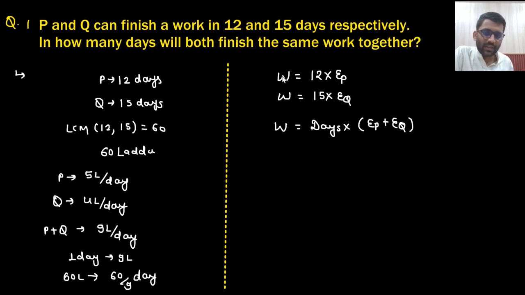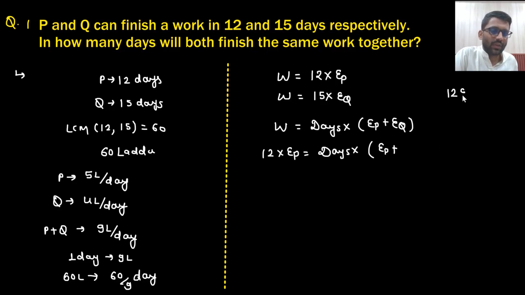What I do is that work is equal to 12 into efficiency of P. That would be equal to days into efficiency of P plus efficiency of Q. How will efficiency of Q be replaced? So 12 into efficiency of P is equal to 15 into efficiency of Q. So you can divide this by 3. So 4 into efficiency of P is equal to 5 into efficiency of Q. So efficiency of Q will be 4 into efficiency of P divided by 5.